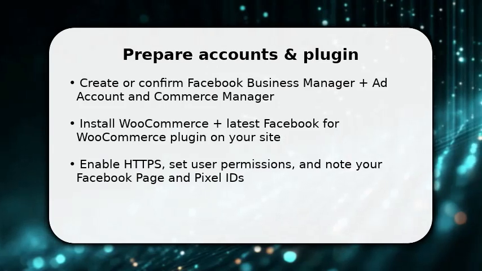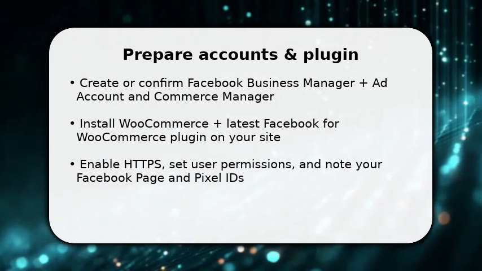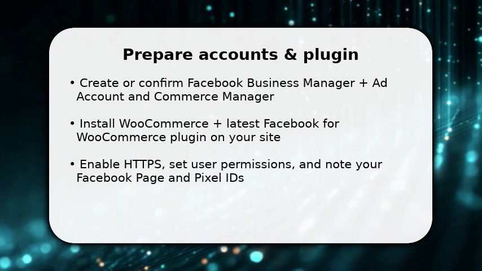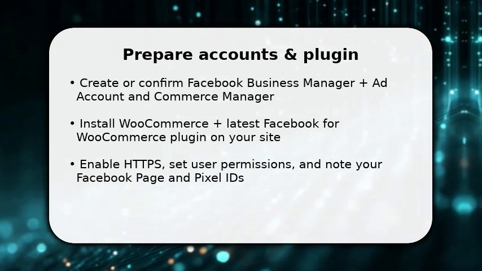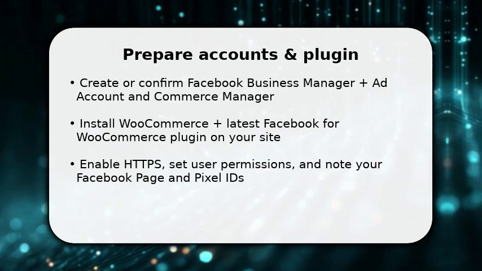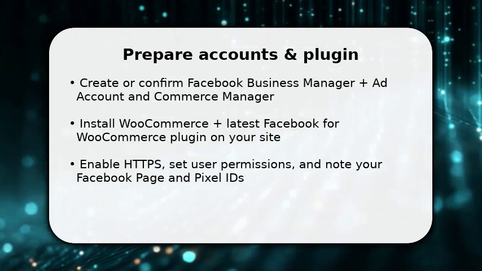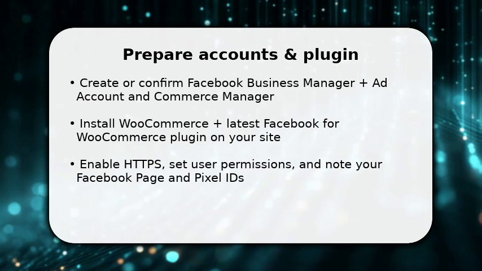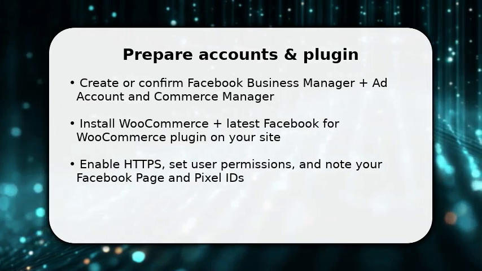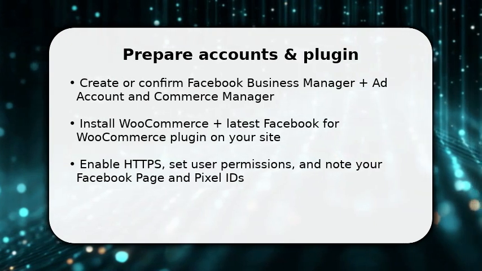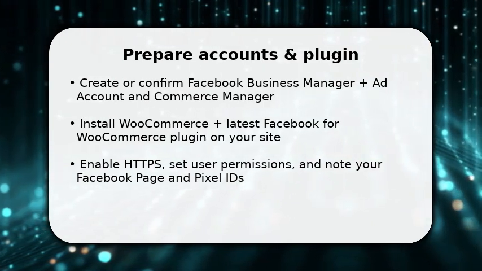You start by confirming accounts and installing tools. Connect your Facebook Business Manager, Commerce Manager, and Ad account, then install the official Facebook for WooCommerce plugin. Once done, make sure your site uses HTTPS and you have admin permissions on the Facebook page and pixel. This avoids permission errors. You'll need the page and pixel ID for mapping product actions and tracking.